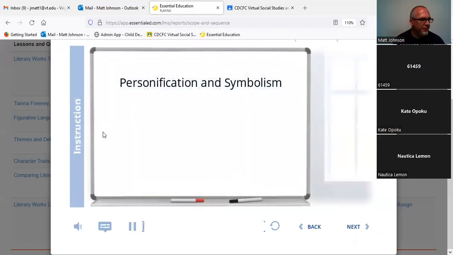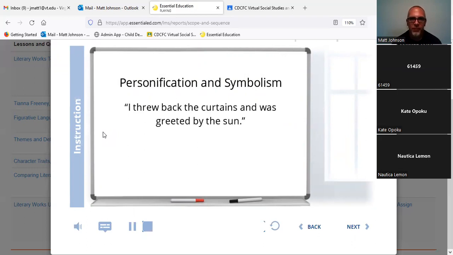Remember, figurative language isn't about dealing with literal stuff. Figurative language is about ideas. In fact, if you take it literally, some figurative language can sound pretty funny. Take a look at this sentence: I threw back the curtains and was greeted by the sun. Can you imagine being greeted by the sun? That would be pretty weird, right? This kind of figurative language is called personification.